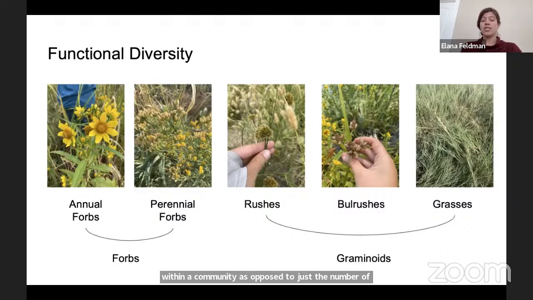And I study this by using things called functional groups. So I use very broad groupings of plants with similar characteristics, and the 5 groups that I look at are listed here. And I also wanted to point out that I often use shorthand to refer to these groups. I'll call them either forbs or graminoids. So for anyone watching who is not a plant person, forbs just means plants with showy flowers. Graminoids are grass-like plants that don't have those showy flowers.